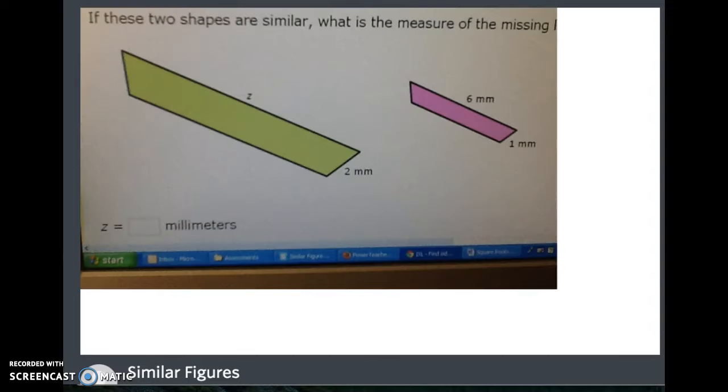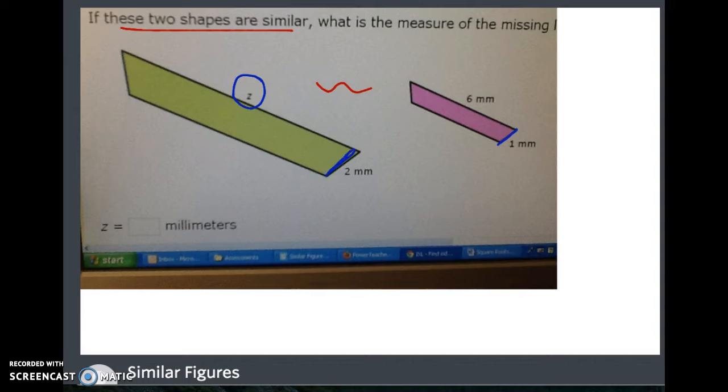Okay, if we look at this one, it says if these two shapes are similar. I'm going to tell you they are similar. We want to figure out what's this missing side length. Again, we know if shapes are similar, their corresponding side lengths are proportional. So let's take what we know.